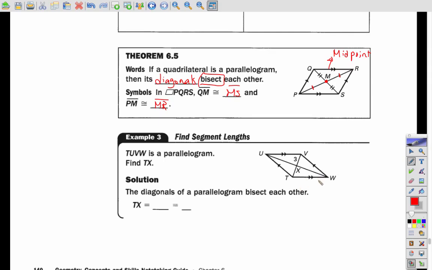Now, the last example tells us I've got a parallelogram here. I need to find TX, this little bitty thing. Remember, if I have a parallelogram, my diagonals are bisecting each other. And if I know this part is 3, this part has to be 3, right? So TX is equal to VX, and it should equal 3. That's the length of TX.